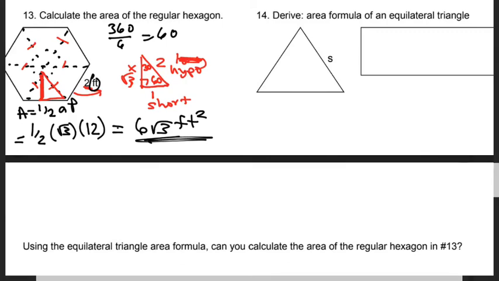Okay, and then number 14 wants me to derive the area formula of an equilateral triangle. This one I really like, making us think a little bit, combining some stuff that we know. So we know that for a regular triangle, it's going to be the base times the height, but if you look in this situation, I don't know what the height is going to be.